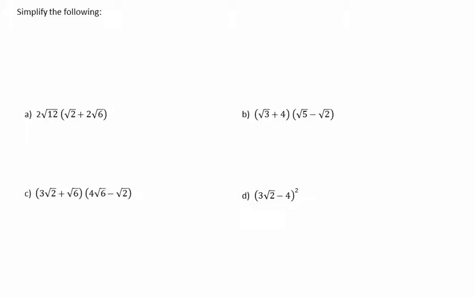Simplify the following. Here we have to use distribution to expand and remove the brackets. We'll use FOIL for the multiplication of two binomials.